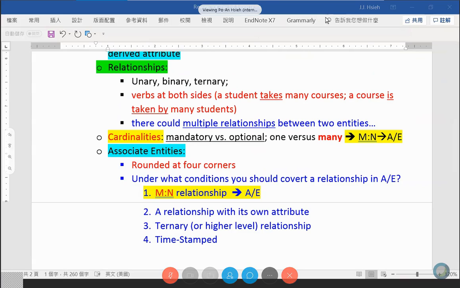Okay, then Michael, I'll come back to weak entity later, okay? I see your question about weak entity. Once I finish with associate entity, I'll go back to weak entity.